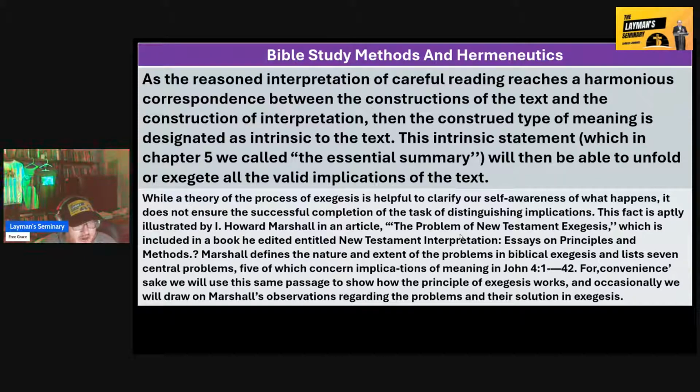Marshall defines the nature and extent of the problem in biblical exegesis and lists 7 central problems, 5 of which concern implications of meaning in John 4:1 through 42. For convenience's sake, we will use the same passage to show how the principles of exegesis work. And occasionally we will draw on Marshall's observations regarding the problems and solutions in exegesis.